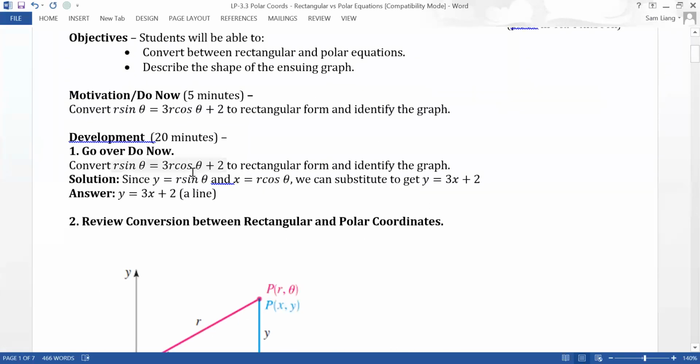Okay. Yeah, so as Leo said, right, y equals r sine theta, x equals r cosine theta. We're going to substitute to get y equals 3x plus 2, which is a line. All right, I'll give you a sec to copy that, and then we'll move on to the other questions.